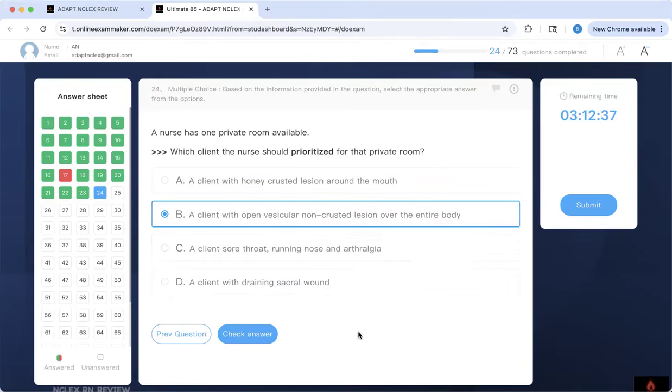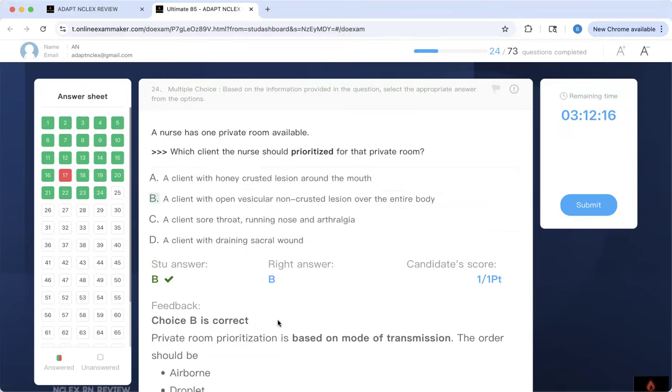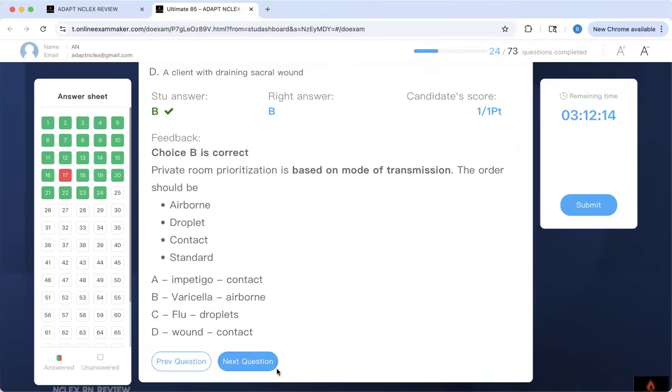Because open vesicular non-crusted lesion, that's what? Varicella. And this is what? Airborne, in addition to contact. Therefore, they should be placed first. Uncrusted lesion is what? Contact. That's impetigo. So sore throat, runny nose, that's flu. It may be droplet. Sacral wound, contact. B is your right answer. Those are the answers I told you.